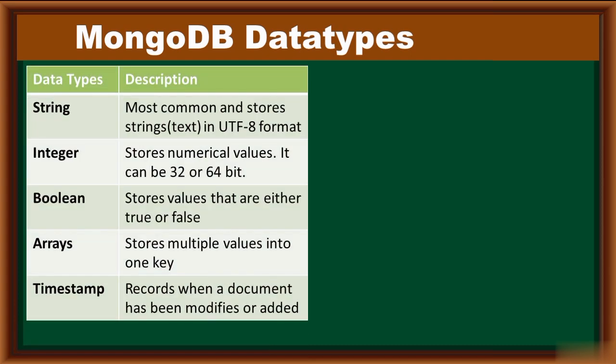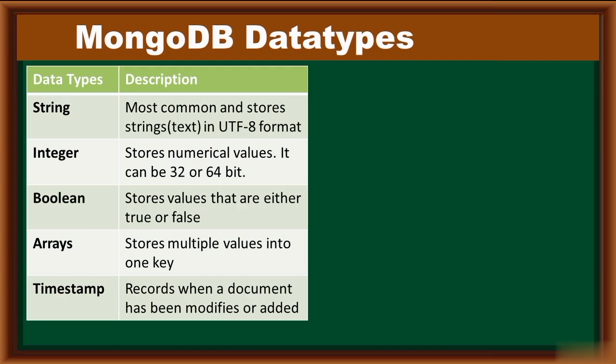So there is the string data type. This is the most commonly used data type in MongoDB. It's basically used to store data that contains strings. A string also refers to things like text. So anything alphabetical is known as a string or text.